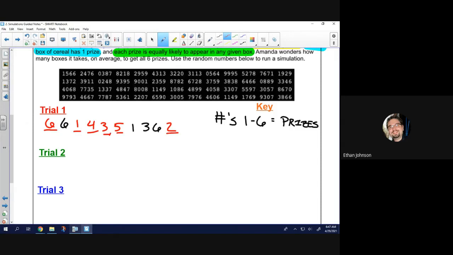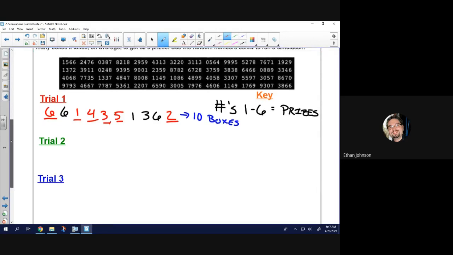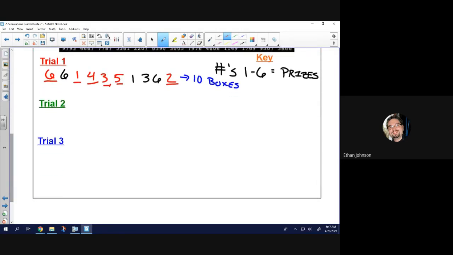So we ran the first simulation, or the first trial. Which, side note, how many boxes was that? Well, 1, 2, 3, 4, 5, 6, 7, 8, 9, 10 boxes total. All right, we're going to do this 2 more trials. Remember, always do at least 3 trials.